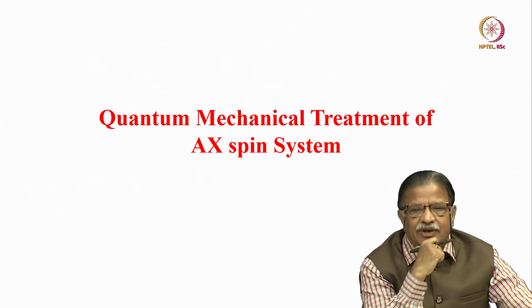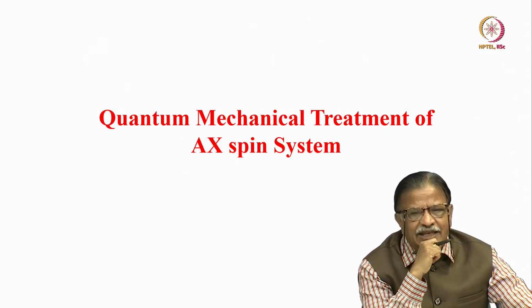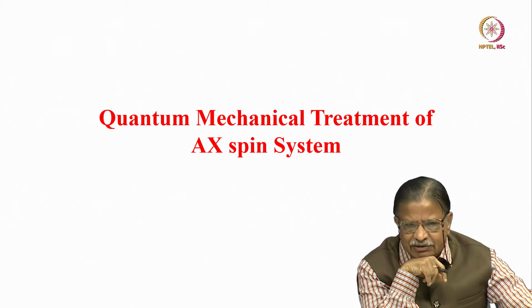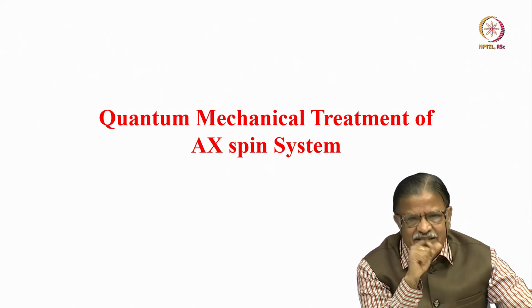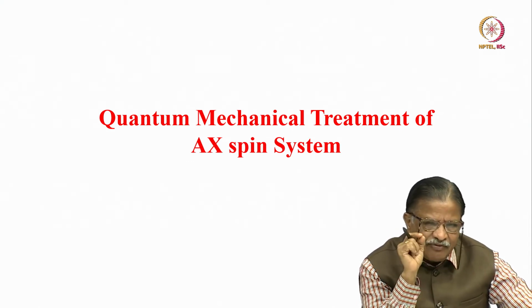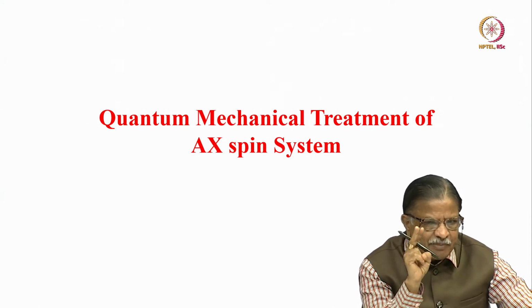Now how did they get this? I gave only the table, but how did we get this? The rigorous mathematics is there through which we can understand. So today we will try to understand the quantum mechanical treatment of an AX spin system, 2 spins coupled.